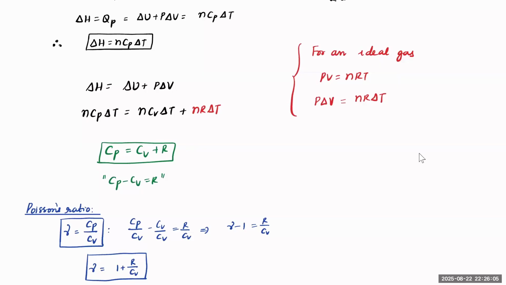So the heat capacity at constant pressure, how it is related to heat capacity at constant volume: the difference of those two will always be equal to R. But this is only valid for an ideal gas. Please remember that, because we are taking all these formulas and deriving it. It is only for an ideal gas.